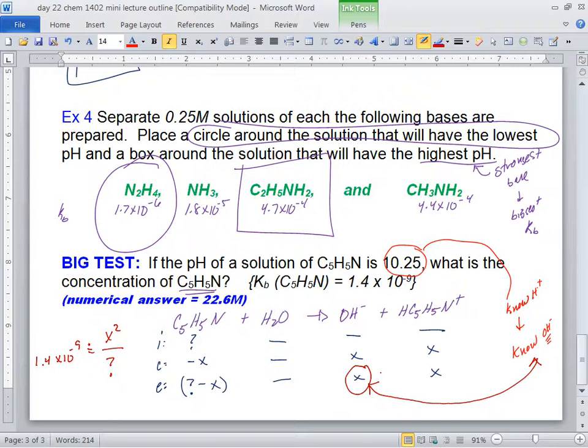Can't you take the 10.25 and subtract it from 14 and get pOH? Yeah. And that'll give you OH. 10 to the negative pOH is hydroxide. Okay. That's your X though. Yeah, and that's my X, and then I plug it in myself. Squared over the question mark.